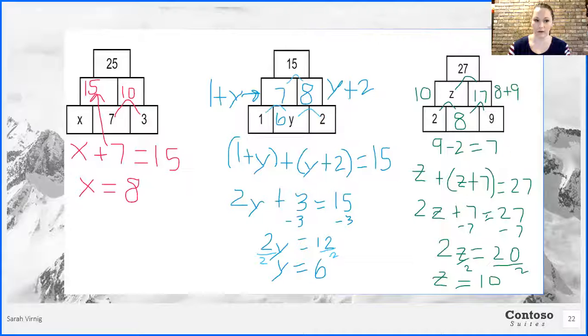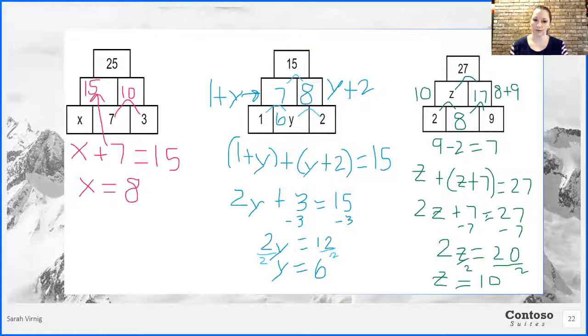Okay, in our middle box, we are looking for y in the bottom row, and we know the top must equal 15. Okay, so we're going to look for y. On the left side in the middle, we have 1 plus y. On the right side, we have y plus 2. Now to find y, we set up an equation that looks like what I wrote right here underneath the pyramid, and it is (1 plus y) plus (y plus 2) equals 15.